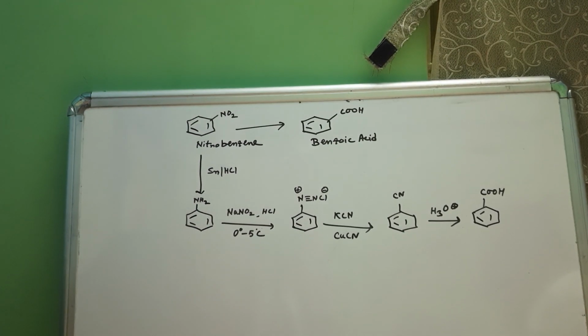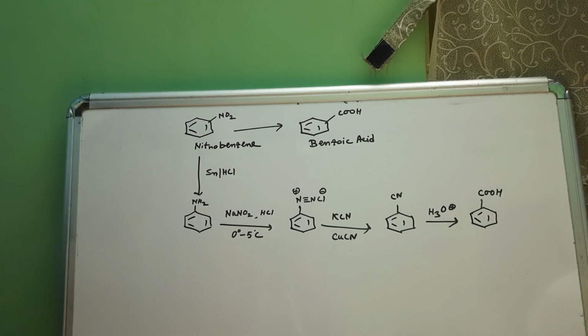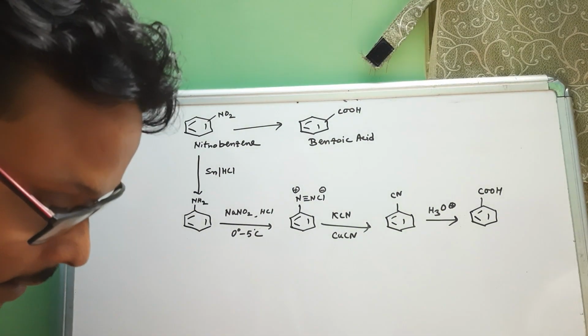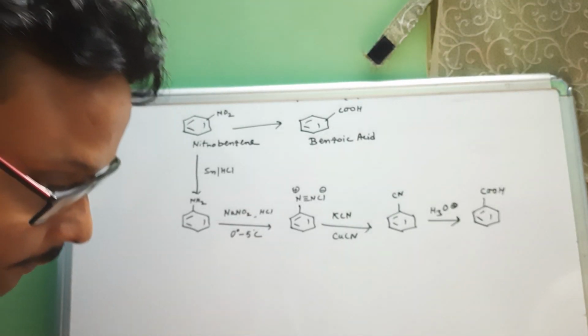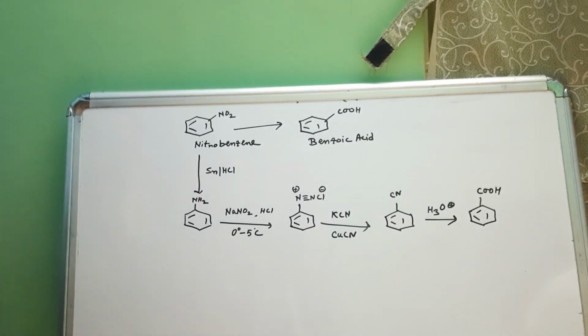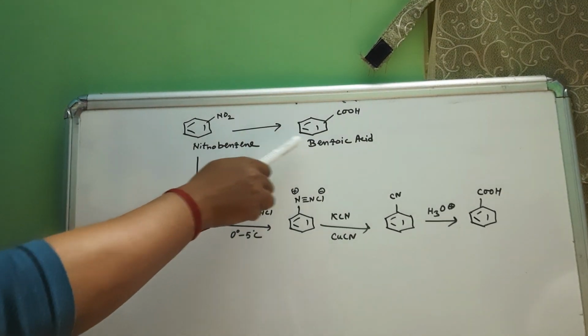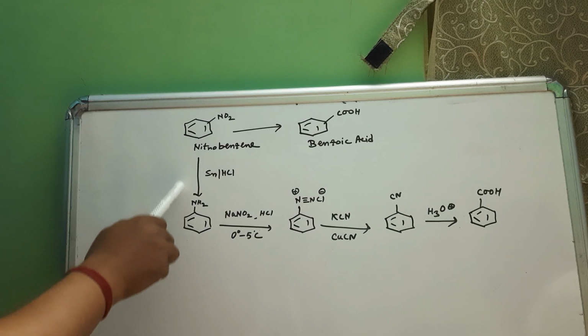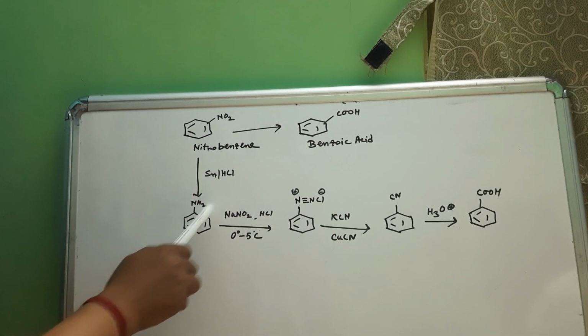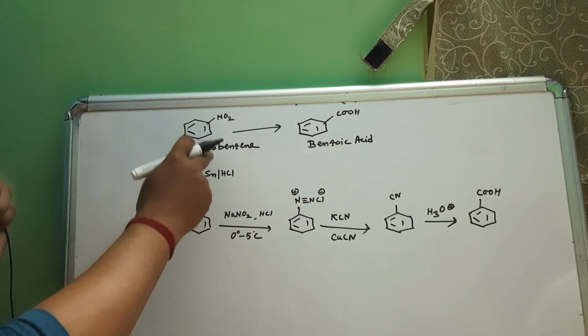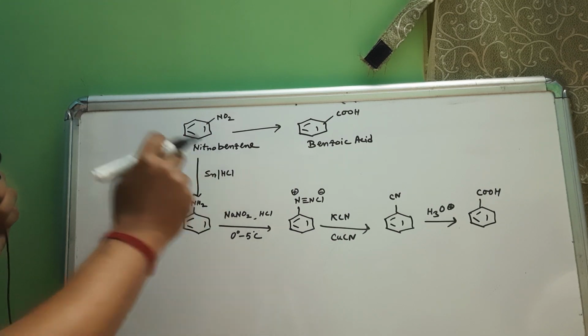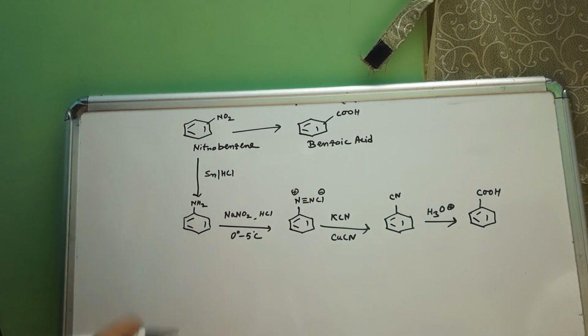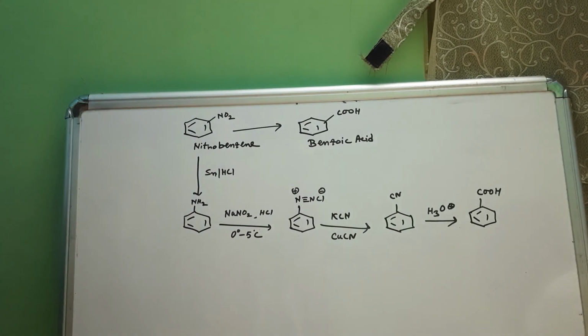So if the question asks nitrobenzene to benzoic acid, you will go through the aniline. If the question asks aniline to benzoic acid, you don't need to use Sn/HCl because aniline is already here. Okay.